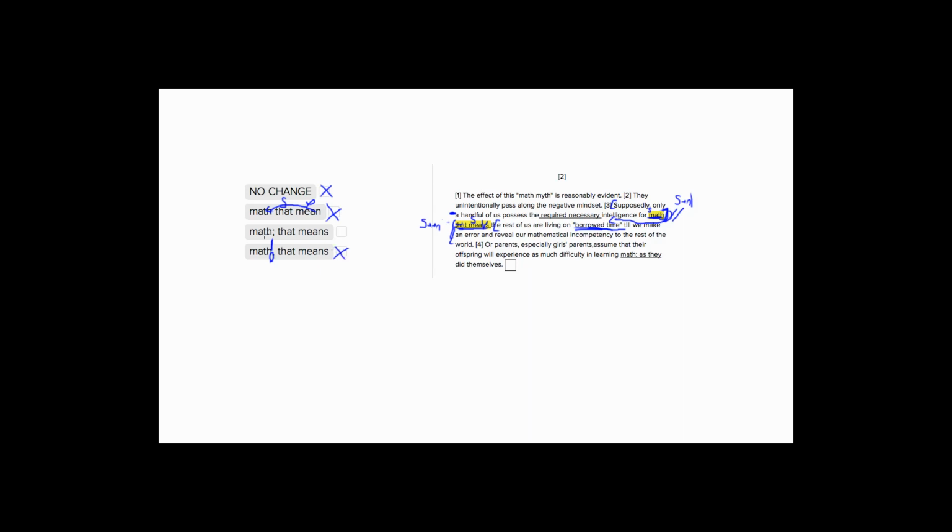Choice 3 is good because it has a semicolon, which is a great way, besides separating sentences with a period, to connect two sentences. It also preserves the meaning in that we have this sentence 1 about people being good at math and sentence 2 about other people being on borrowed time. So it's the right meaning of the sentence too. So choice 3 is the correct answer.